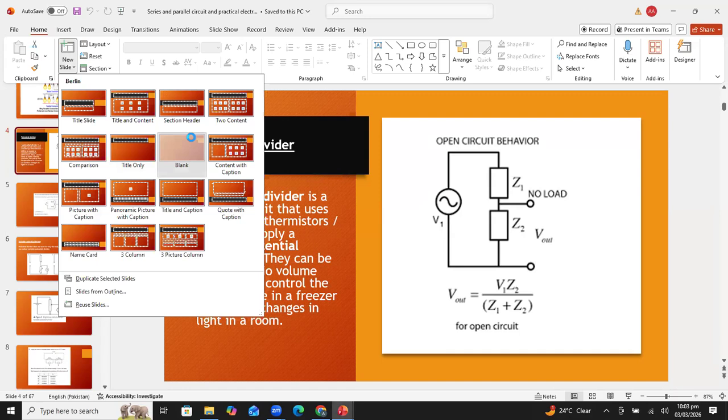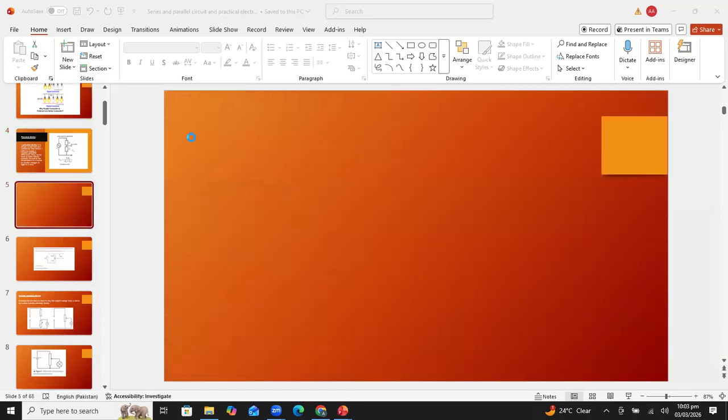Suppose, students, let me draw a potential divider circuit here. This is a DC battery of 10 volts. And now I'm connecting two resistors in series. So this simple circuit is called a potential divider. You can see, students, it's nothing but a simple series circuit.